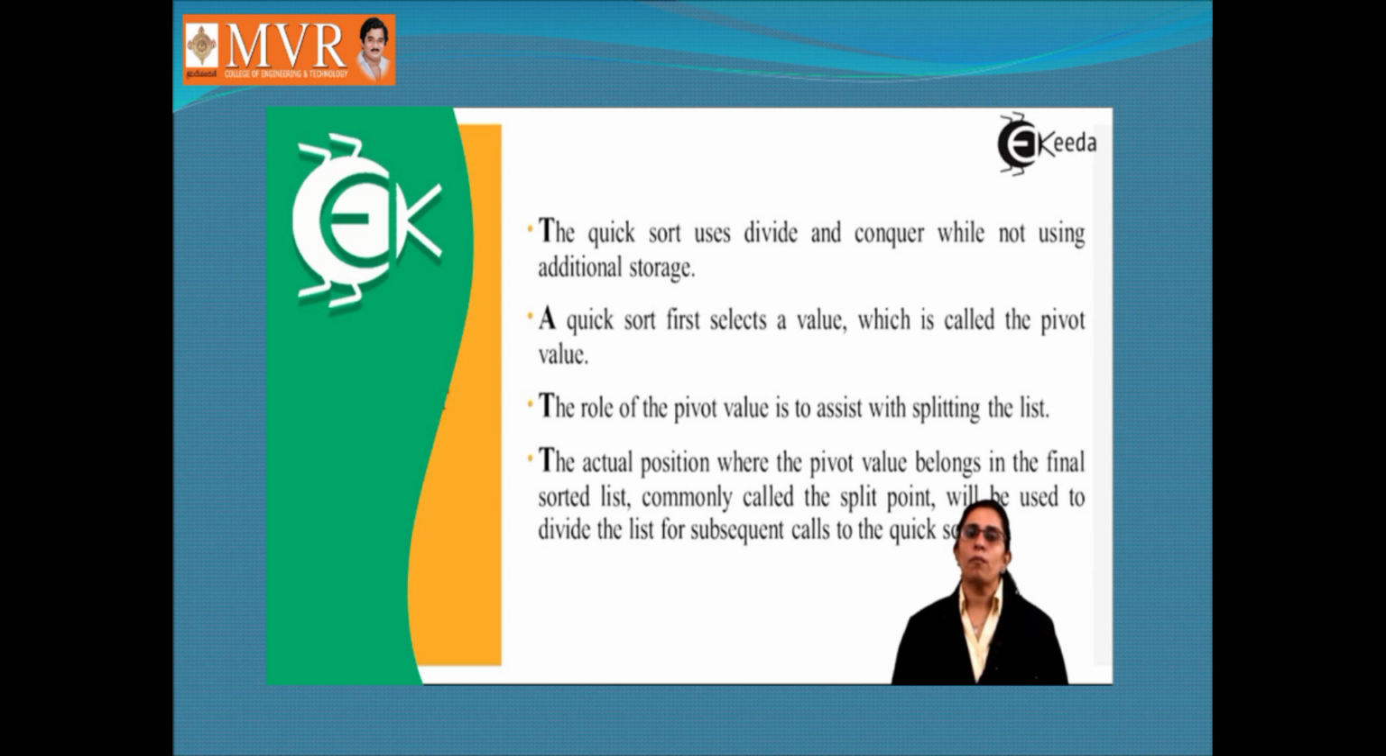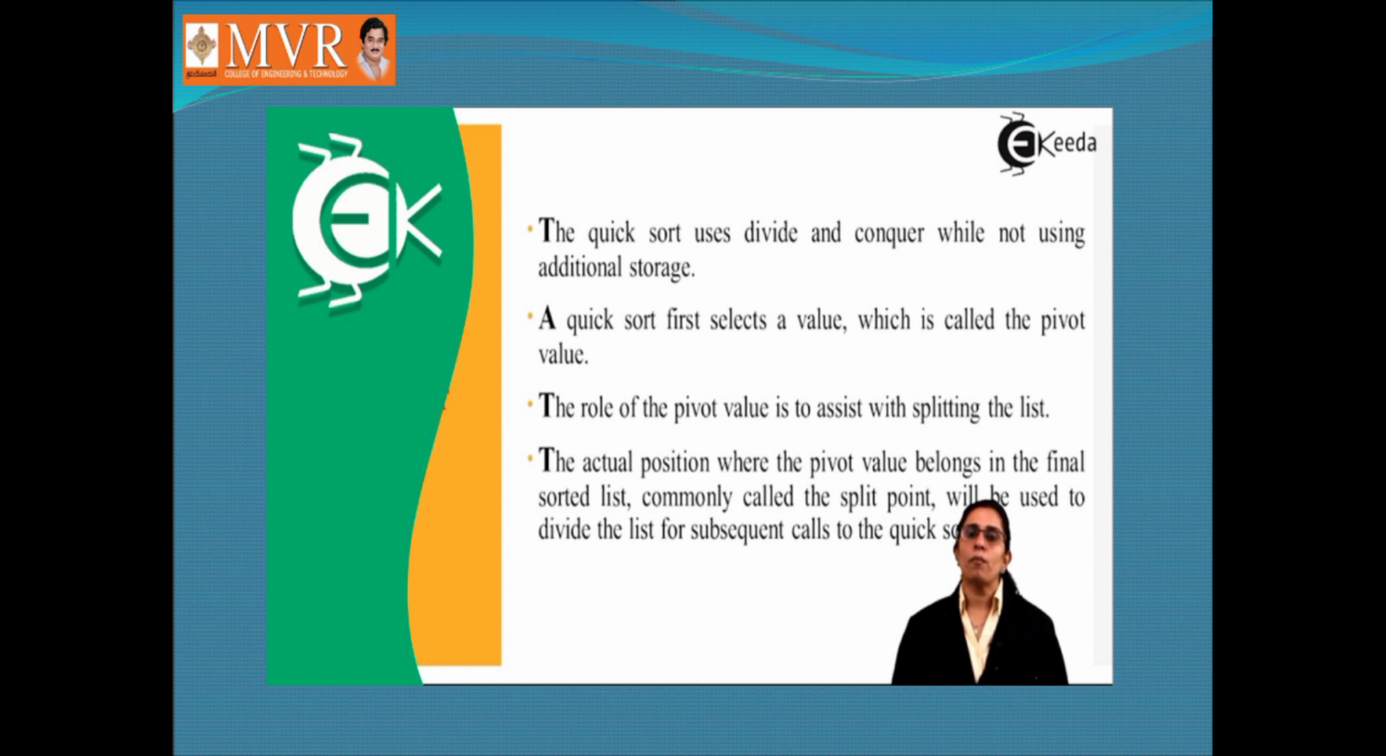The role of the pivot element is to assist with splitting the list. This pivot element plays a major role in this quicksort algorithm and in the decomposition or dividing or splitting of the list into sub-lists or sub-problems. The actual position where the pivot value belongs in the final sorted list, commonly called the split point, will be used to divide the list for subsequent calls to the quicksort.